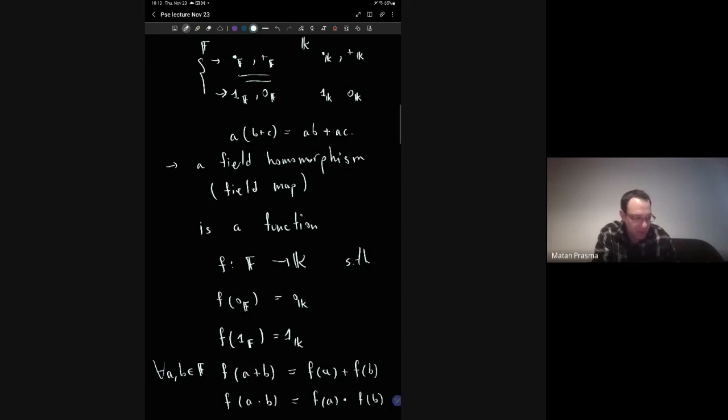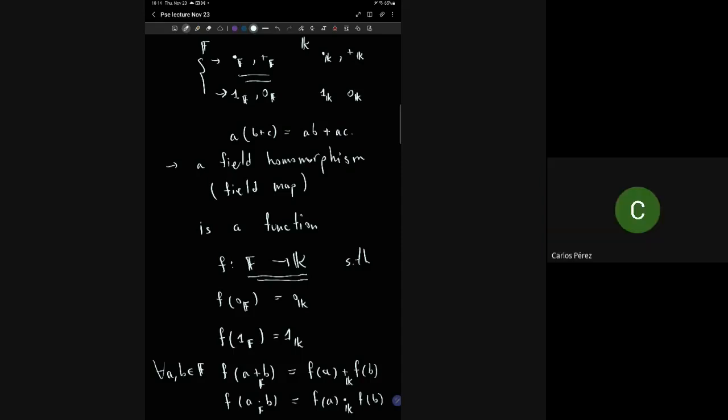And notice I am being a little bit sloppy in notation, but you should get used to this. The plus here is the plus in F, and the plus here is the plus in K, right? Of course, it has to be, because the input of the function f is elements in the field F, and the output is elements in K. And the same goes for the multiplication.